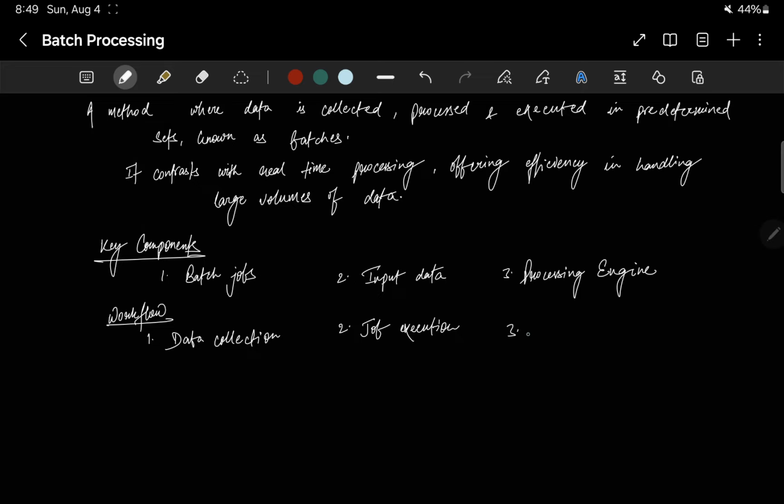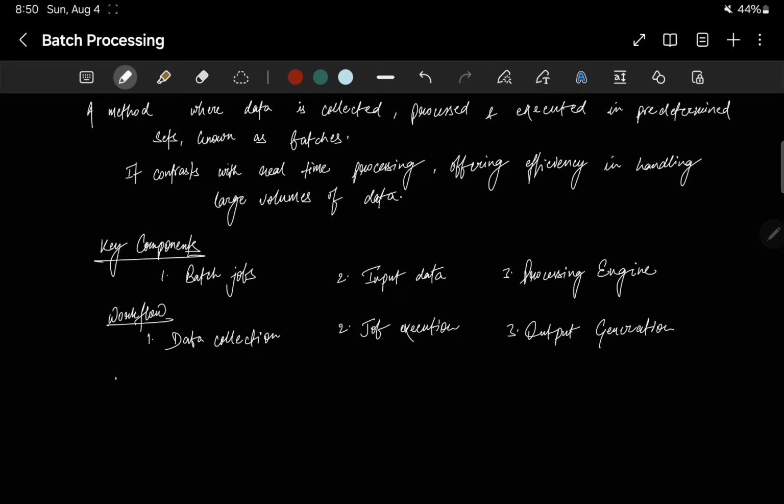And next is output generation. The processed data generates outputs which may include reports, updates, or new data sets. So it's not anything new. It was obvious, right? There will be a data collection process, then there will be the execution of batch jobs, and there will be output generation.